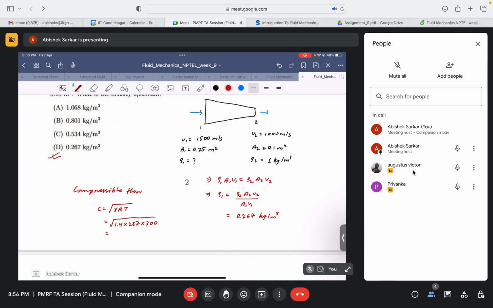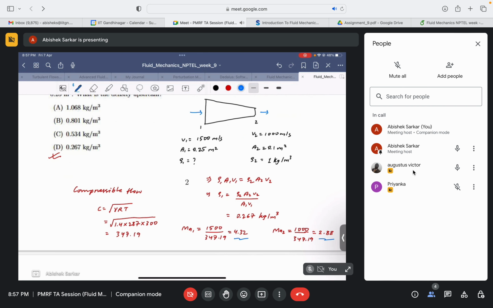347.19. Okay. Again, tell me the value of, say I'm taking an inlet, 1500 by 347.19. What is it? 4.32. Okay, second one, 1000 by 347.19. 2.88. See, so I guess you can know that both are in the compressible flow regime, right?